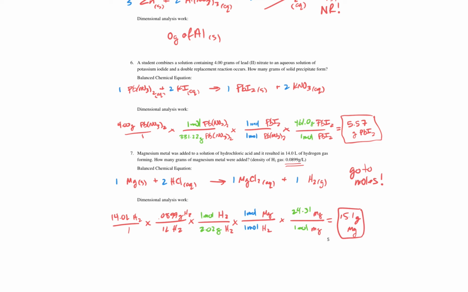Now we can go through the rest of the problem just like we would. Use the mole ratio to go from moles of H2 to moles of what we want, magnesium that was consumed. And then we can use the molar mass of magnesium to find that every 1 mole of magnesium consumed would be 24.31 grams. So that means that this reaction, if it produced 14.0 liters of hydrogen gas, it must have consumed 15.1 grams of magnesium.